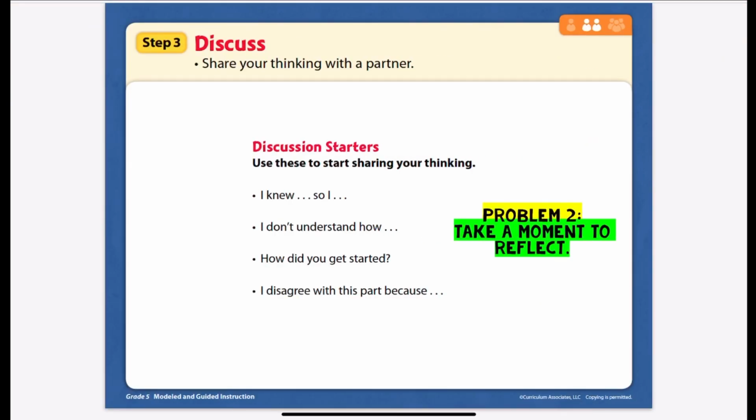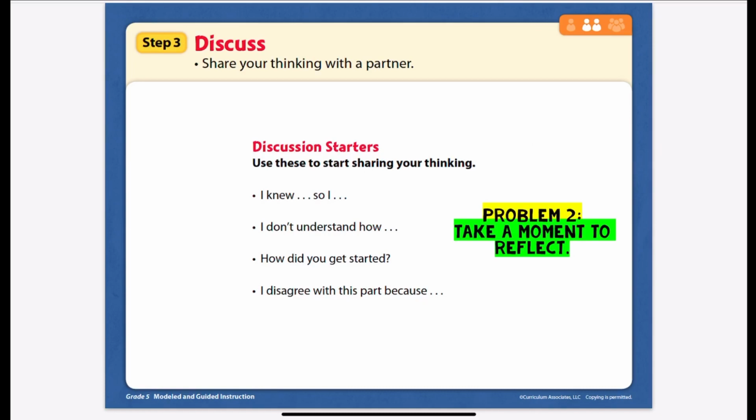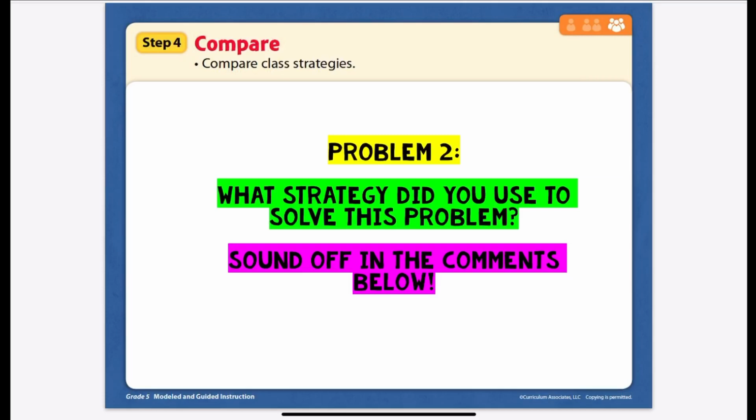So let's move on and see how a model might look, if we can picture it. We are still on page 96. Actually, go ahead and take a moment and reflect, if you would, please, before we move on to the model. What strategy would you use? I showed you my strategy: adding it together using a model, then getting common denominators and adding from there. So what would you use? Take a moment to reflect, and then sound off in the comments below.